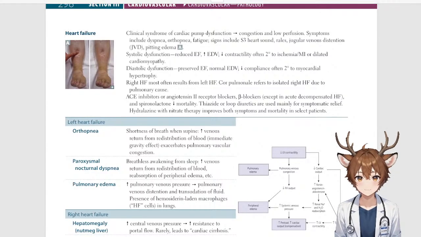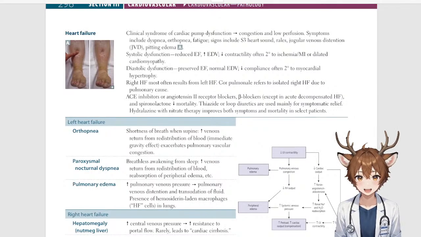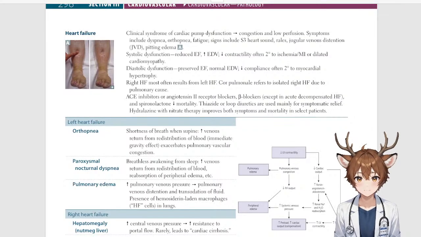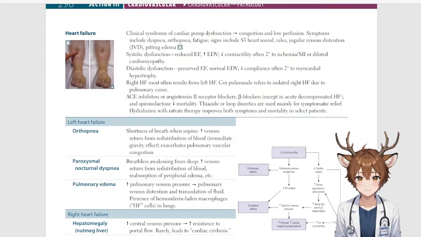Heart failure. Clinical syndrome of cardiac pump dysfunction, leading to congestion and low perfusion. Symptoms include dyspnea, orthopnea, fatigue. Signs include S3 heart sound, rales, jugular venous distension, JVD, pitting edema. And you can see that in the picture as well.